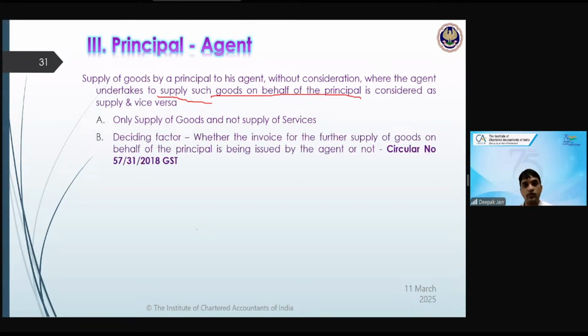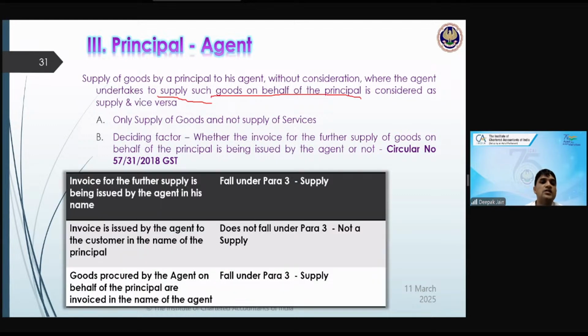Now, how do you decide whether a principal-agent arrangement will be under this Schedule 1 or not? To decide that, there is a very important circular which gives a clarification. This circular is called circular number 57/31 of the year 2018. Now, this circular says: where the invoice for the further supply is being issued by the agent in his own name.